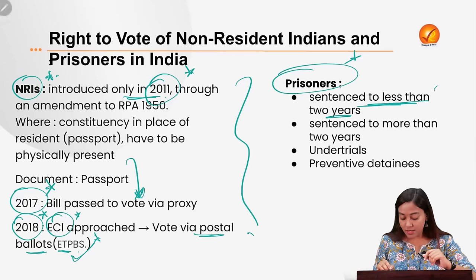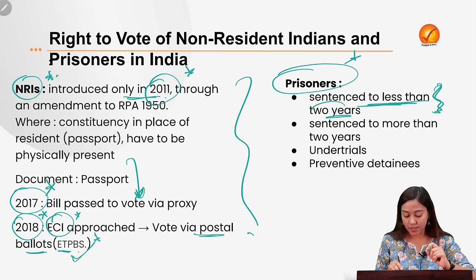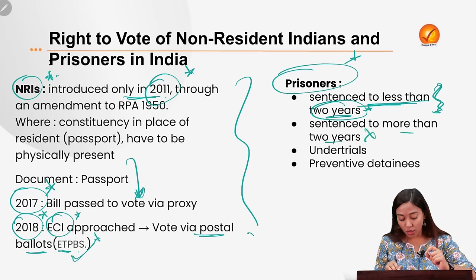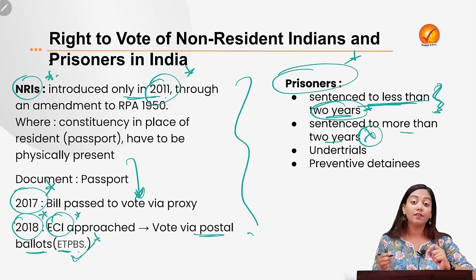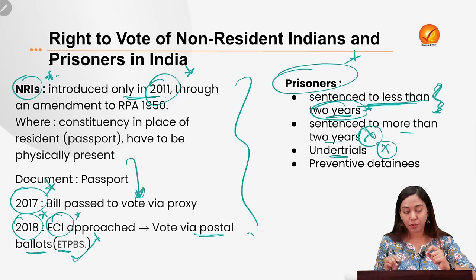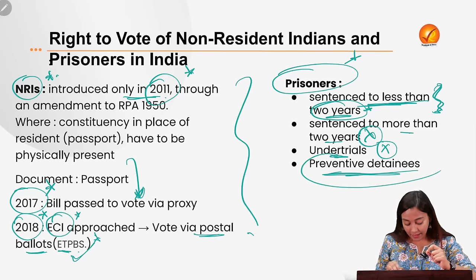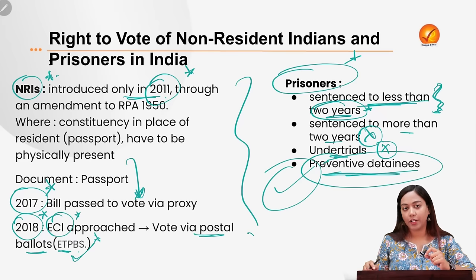So prisoners having punishment, having sentences less than 2 years, so 2 years is the cutoff, please remember. If they are sentenced to more than 2 years, they will not be eligible to vote. If they are under trial prisoners, then also they will not be eligible to vote. If they are preventive detainees, then do they have the right to vote? Yes, they have got the right to vote.